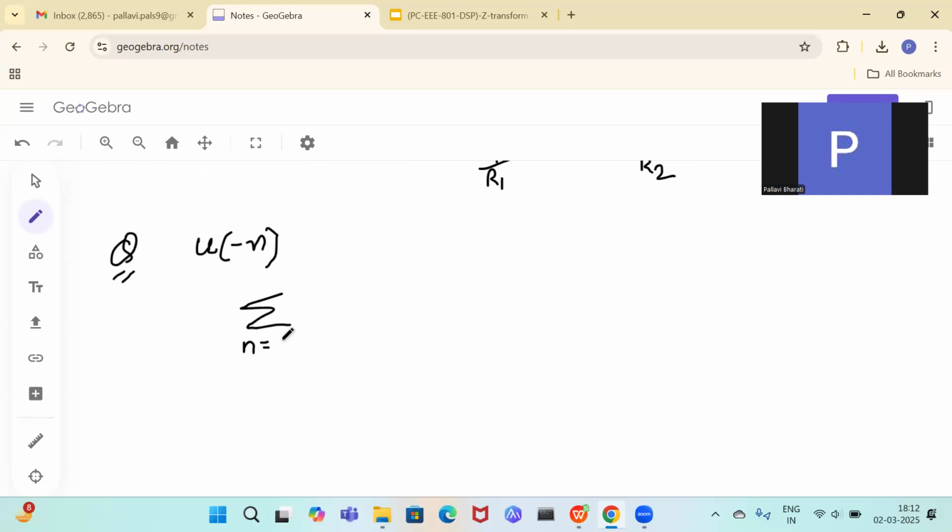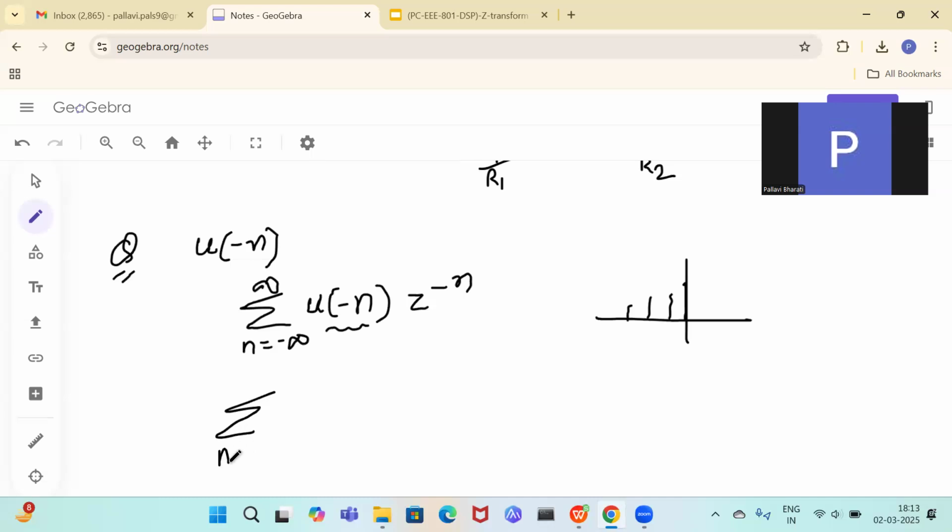You know the formula is the sum from n equals minus infinity to infinity of u of minus n z to the power minus n. But the signal u of minus n starts from n equals 0 and it is going in the negative direction. It's going in this direction. So here what we are going to do is change the limits from minus infinity to 0. So u of minus n, the value is 1 into z to the power minus n.